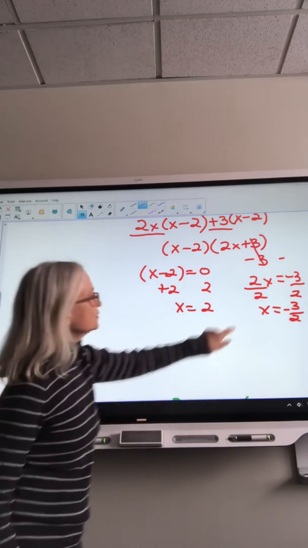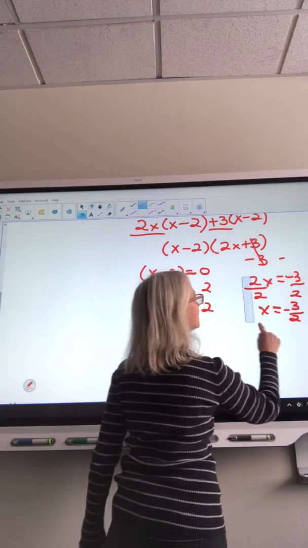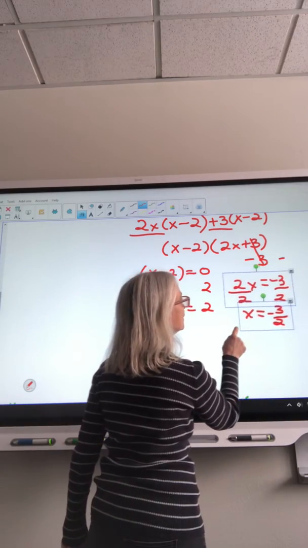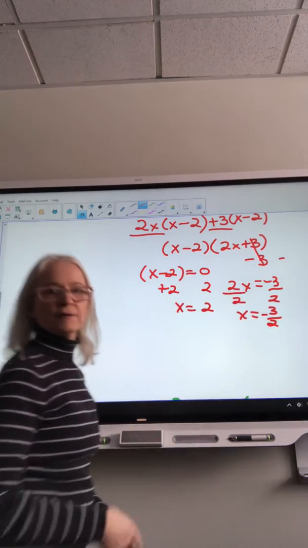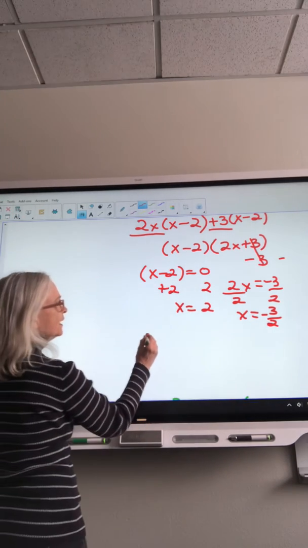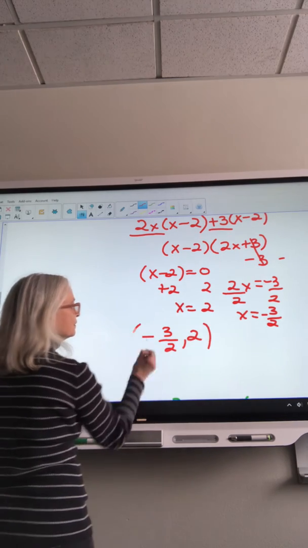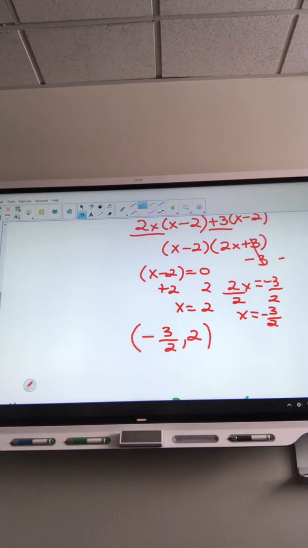Okay, and I'm not sure if you can see this. Let's move this over. There we go. Okay, so x is equal to 2 and x is equal to a negative 3/2. So that is our solution.